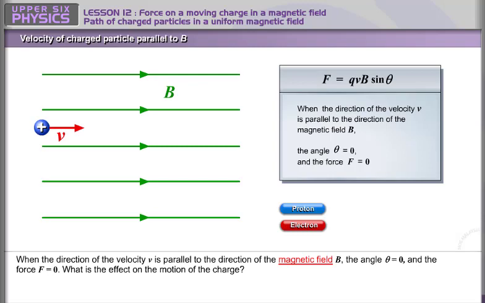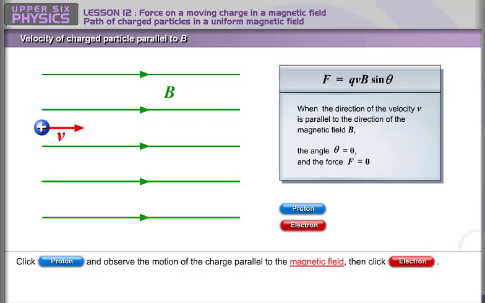When the direction of the velocity v is parallel to the direction of the magnetic field B, the angle theta equals 0 and the force F equals 0. What is the effect on the motion of the charge? Click the proton button and observe the motion of the charge parallel to the magnetic field. Then click the electron button.